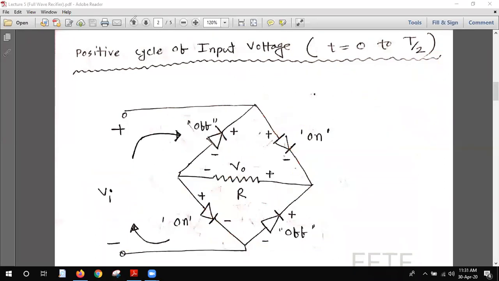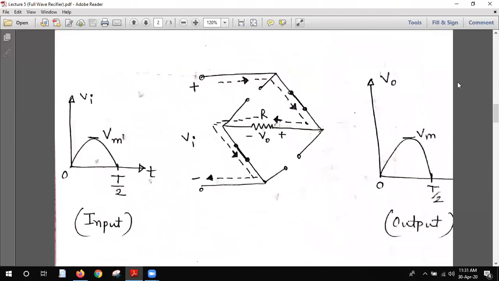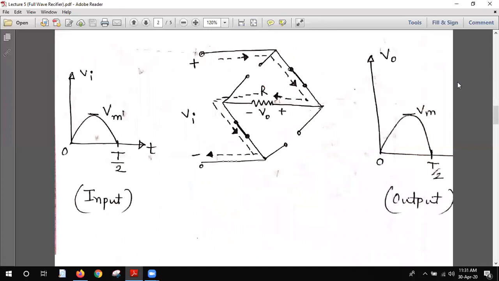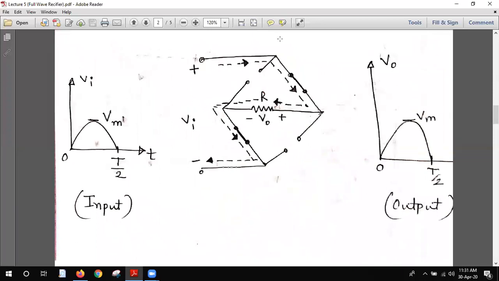So let's see a more detailed diagram so that you'll understand more. See, I have already drawn it for you. You can see that the current starts from here and goes there, and then flows through the resistance, and finally goes to the negative side. So this is the current conduction.